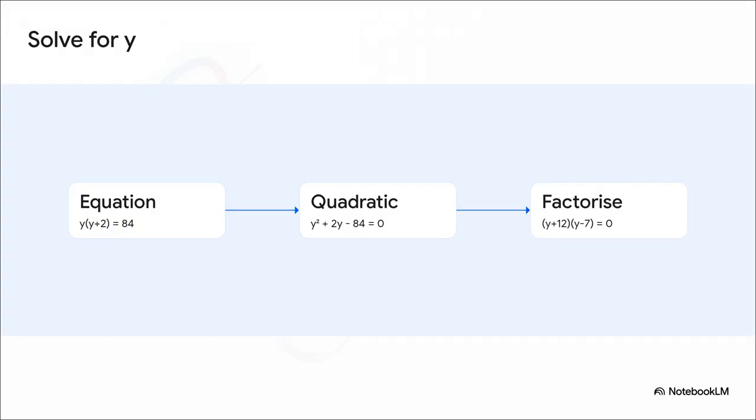So we instantly set up our new equation. Base times height for the rectangle means y times the quantity y plus 2 equals 84. Expand that out. y squared plus 2y equals 84. Bring the 84 over to make it a quadratic equal to 0. y squared plus 2y minus 84 equals 0. We factorize this just like before. What multiplies to -84 and adds to +2? +12 and -7. So our brackets are y plus 12 and y minus 7.